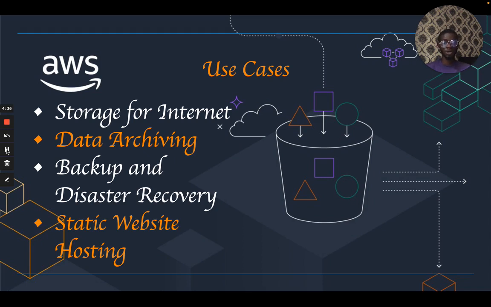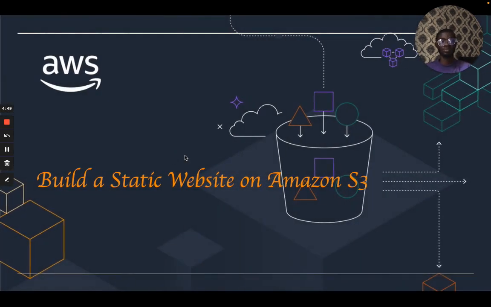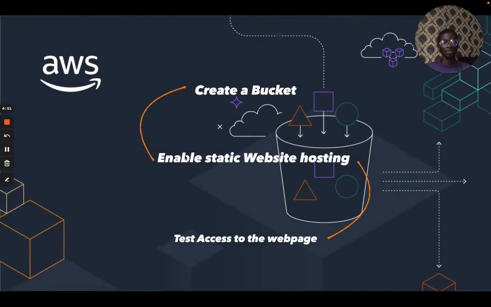Here's a quick run-through on how to build a static website using Amazon S3. The first step is to create a bucket to hold the web content. You create a bucket with a set of characteristics like its name, region, and so on. Then you upload the web content into the bucket.